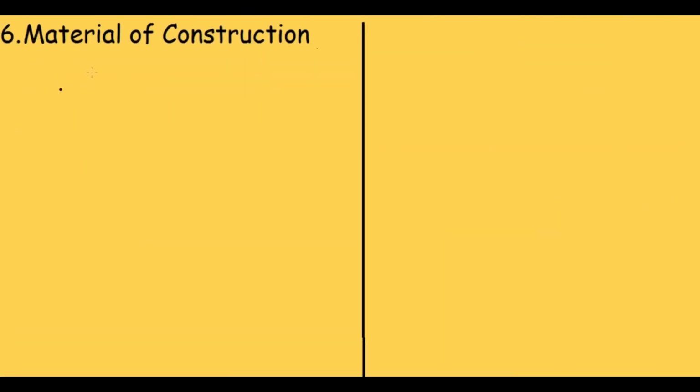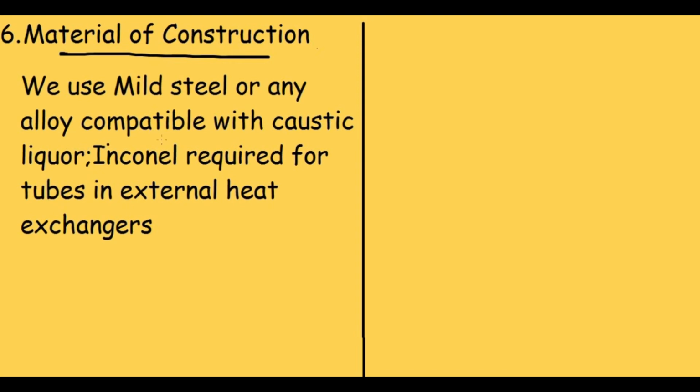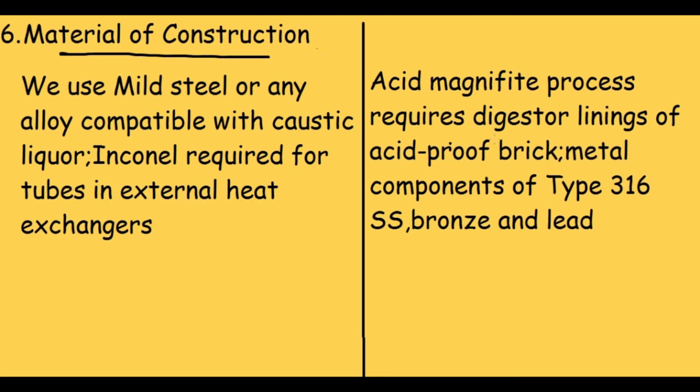The sixth point is on the basis of the material of construction. For sulfate pulp, we use mild steel or any alloy compatible with caustic liquor. Inconel is required for tubes in the external heat exchanger. This was for sulfate pulp. Now for sulfite pulp, the acid magnified process requires digester linings of acid proof brick, and metal components of type 316 stainless steel, bronze and lead.